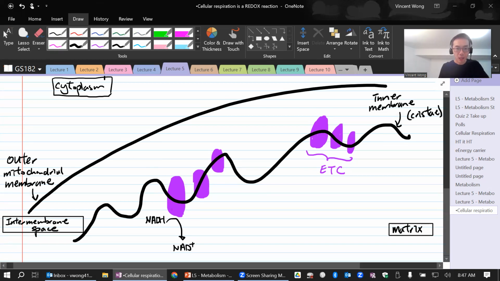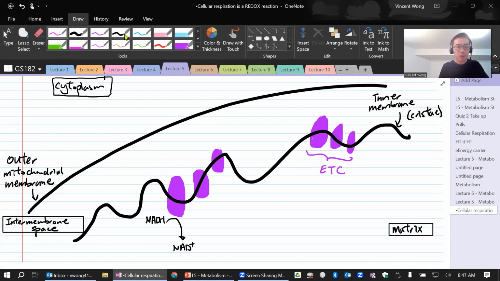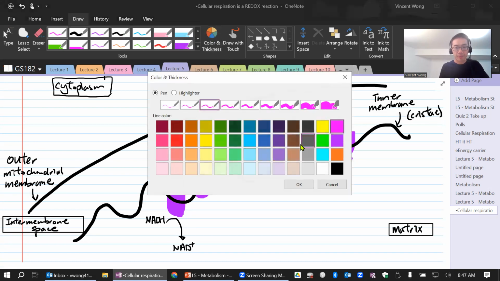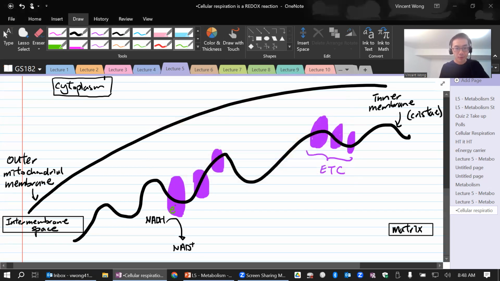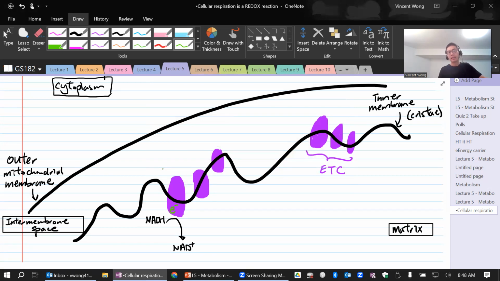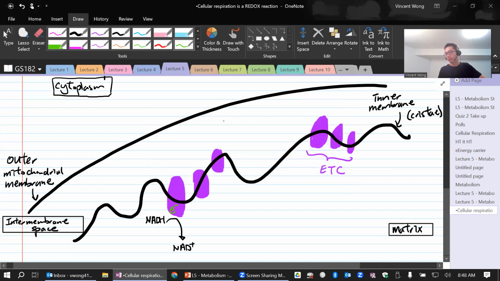So the electron is going to hop on here. Let me choose a color that actually will show up. Maybe green. Does green show up? There we go. The electron is going to get off from the taxi, the NADH, and then it gets loaded onto the first protein in the ETC.